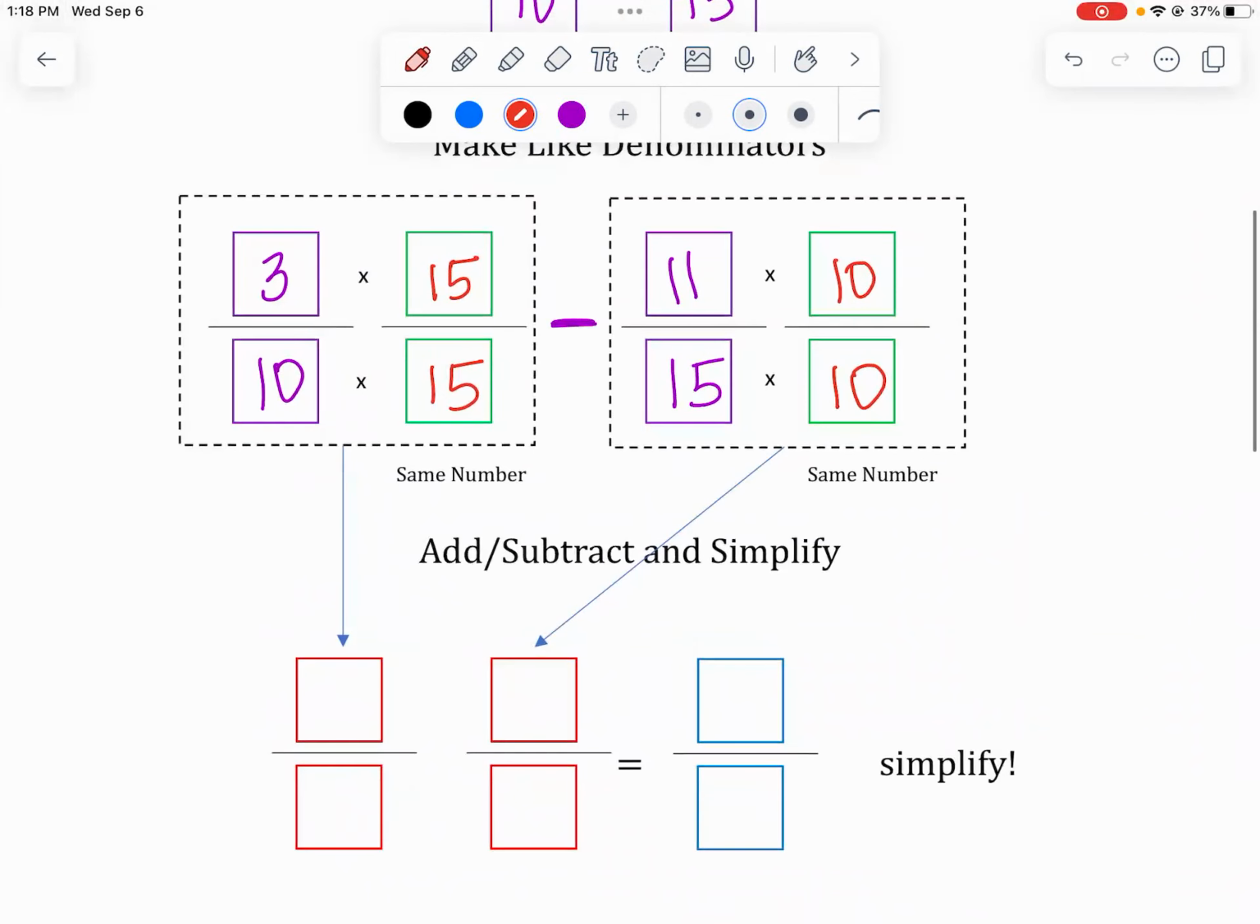Okay. So what we have is 45 over 150 minus 110 over 150.